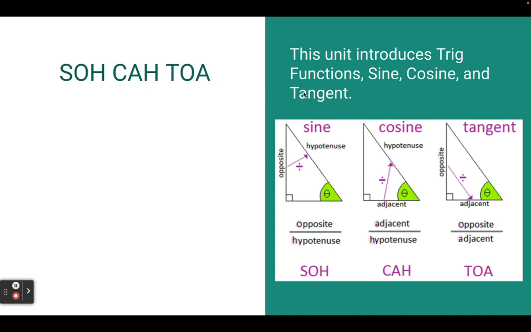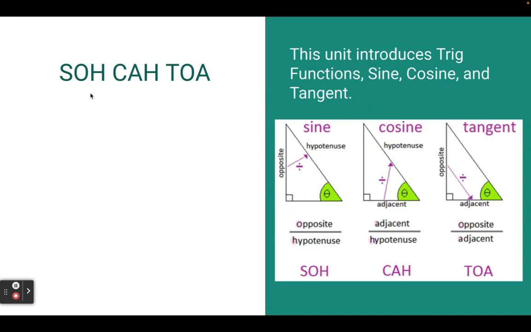One of the things you're going to learn about is the trig functions sine, cosine, and tangent. And here's just kind of a visual. The sine is, if we're looking at this angle, the sine of an angle is the opposite side over the hypotenuse. And in a right triangle, the hypotenuse is always the longest side, or the side opposite the right angle.